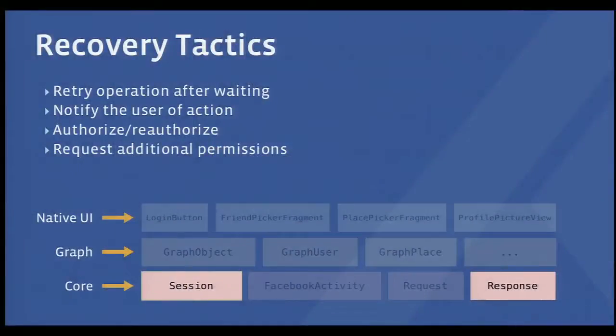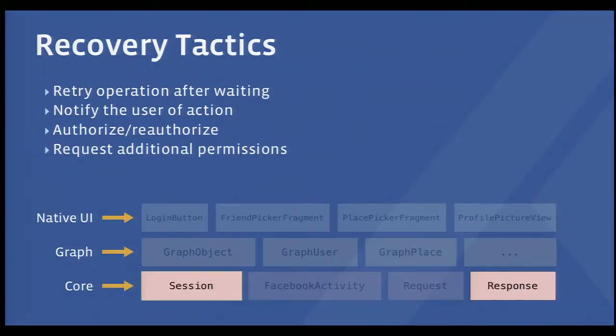The third type is the more likely type, which is the user may have removed your app or may have removed a single permission. In that case, what you would most likely do is just close your session. Or, for example, if the user changes their password, what you would do is close the session, and then reopen it, which would reopen the authorization dialog or switch back to Facebook, and then they would have to reauthorize.